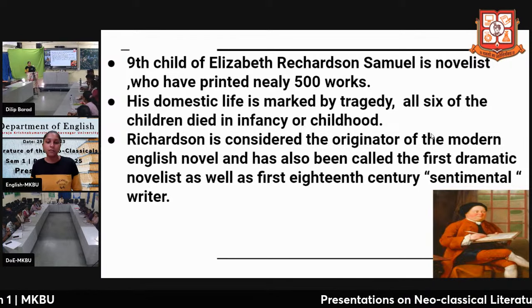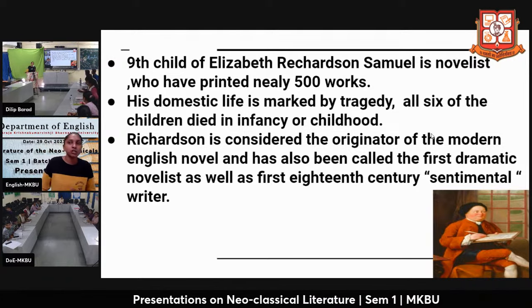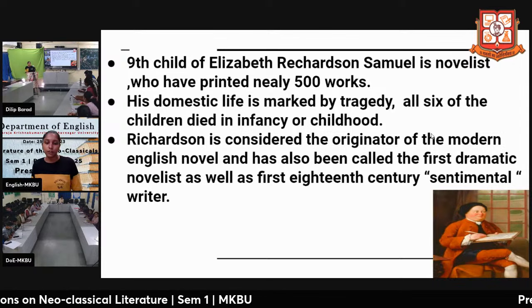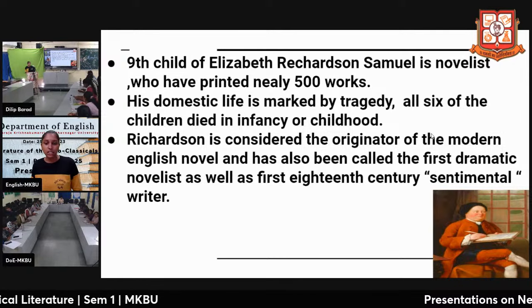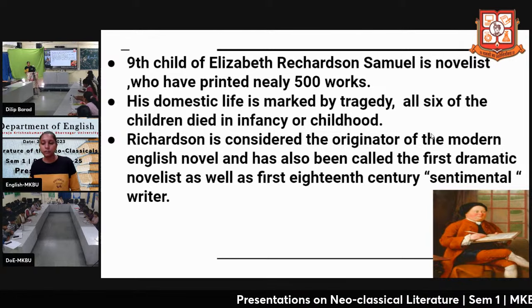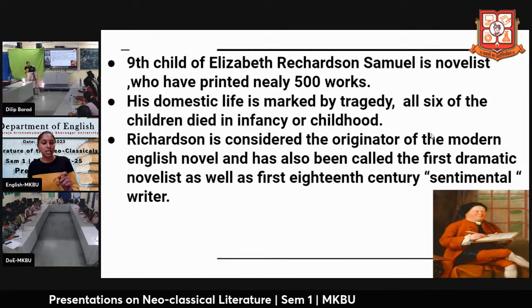His domestic life was quite unpleasant, quite a tragedy, because his children with his first wife died in infancy. Richardson is considered the originator of the modern English novel and has also been called the first dramatic novelist as well as the first 18th century sentimental writer.